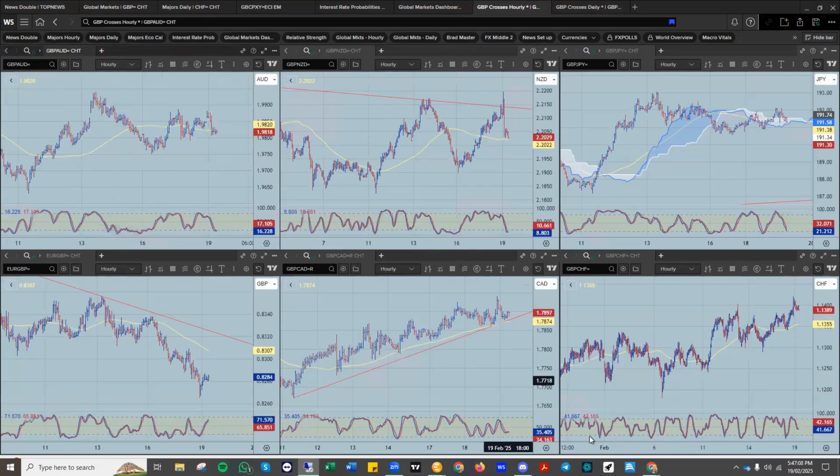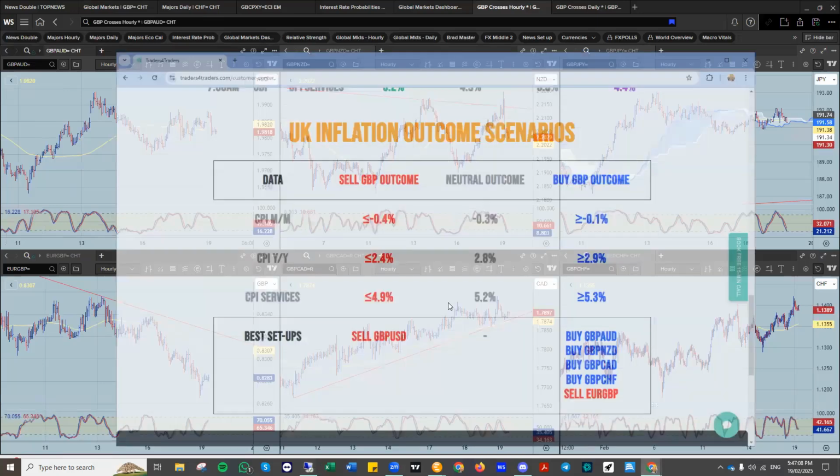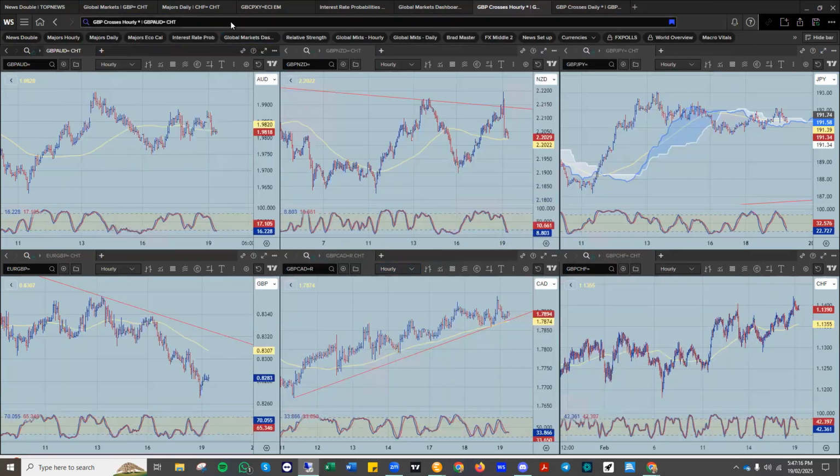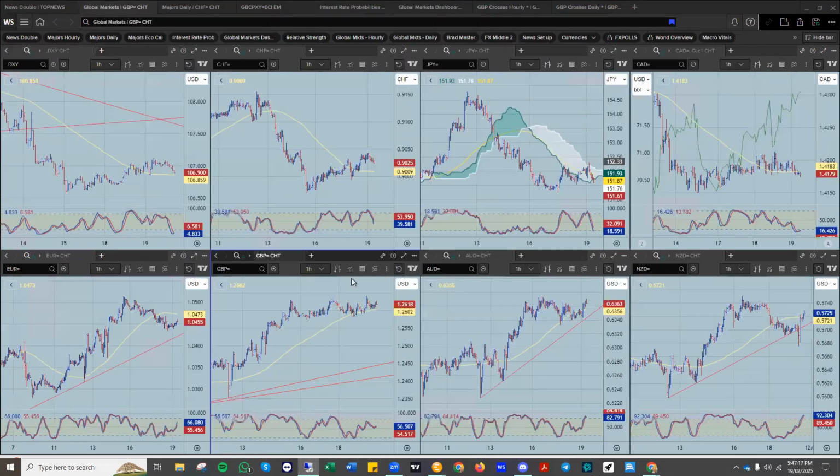Now, what am I sort of thinking? So if I come back to looking at the analysis, I'm looking to buy all these things and sell euro sterling and sell sterling. I just want to confirm the opportunity in front of me, right? So sterling is right there on the cusp on the hourlies, right at the pivot point.